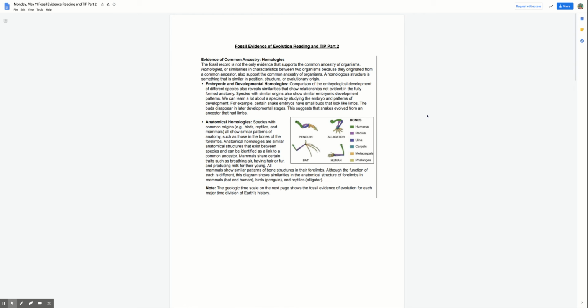Although the function of each is different, this diagram shows similarities in the anatomical structure of forelimbs in mammals, bats and humans, birds, the penguin, and reptiles, the alligator. Note, the geologic timescale on the next page shows the fossil evidence of evolution for each major time division of Earth's history.